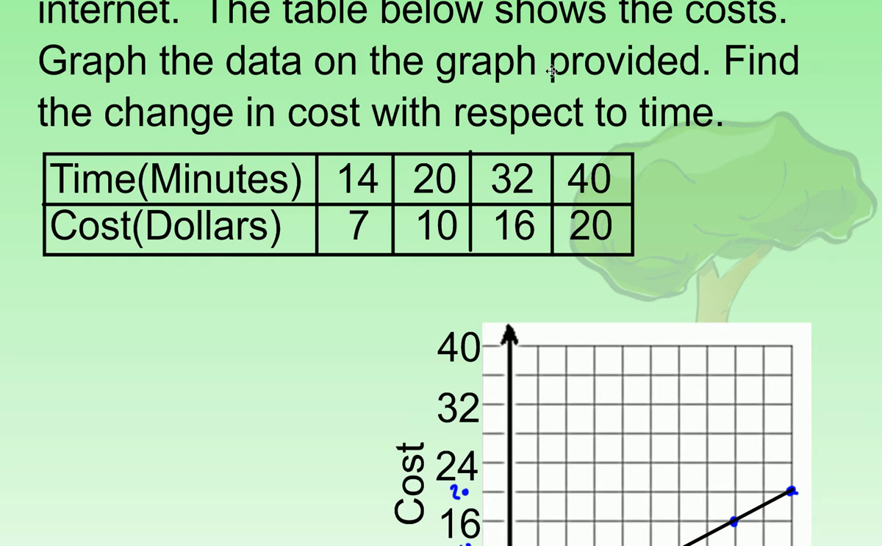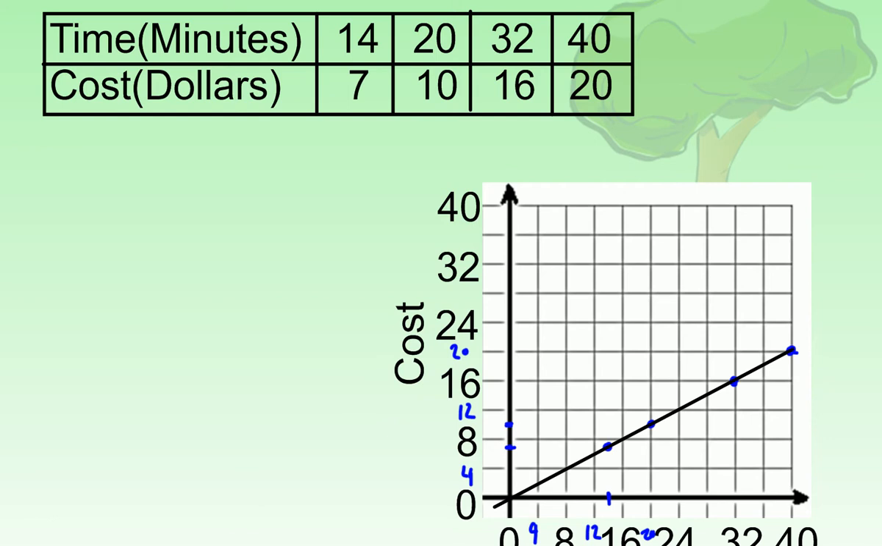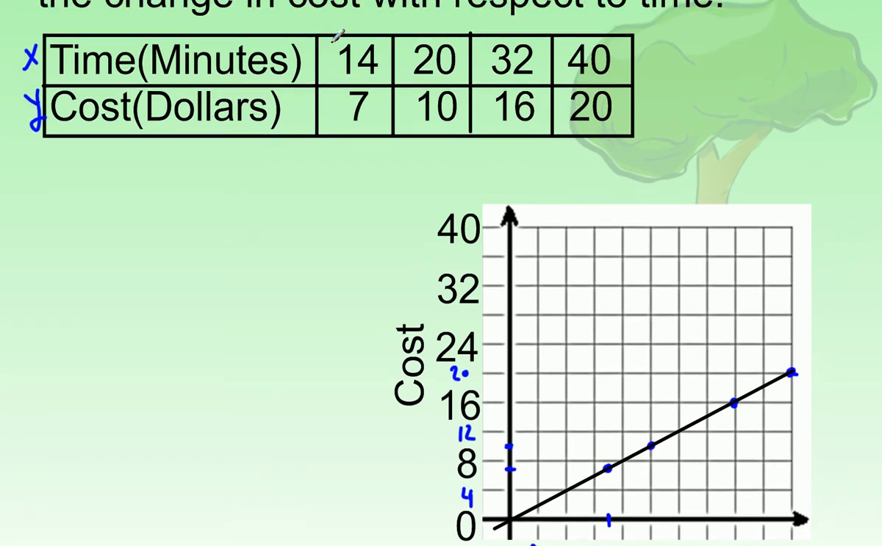So graph the data provided. We did. Find the change in cost with respect to time. We're going to do this two ways. The one way we're going to do this is using slope, the slope formula we just did. So this is our x variable, y variable. So I'm just going to pick 2 points. I'm going to use this as my first point, so 14, 7. And this is my next point, 20, 10. So x1, y1, x2, y2.